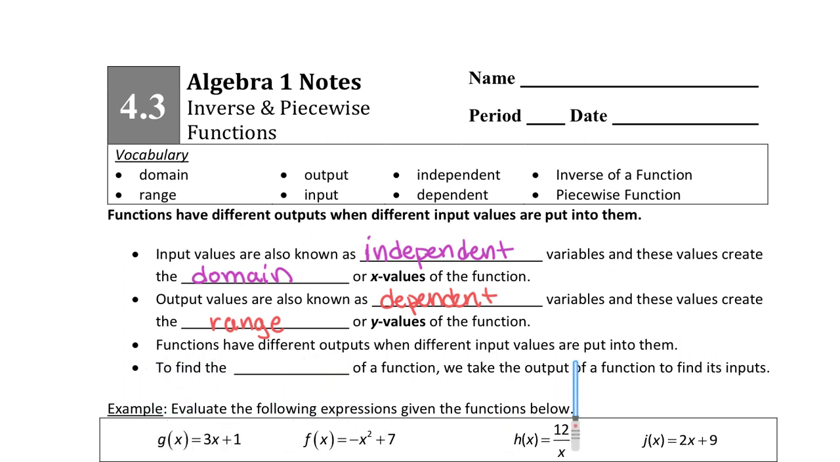For some reason, I wrote this twice about functions have different outputs when different input values are put into them. I think I just forgot to delete something there.